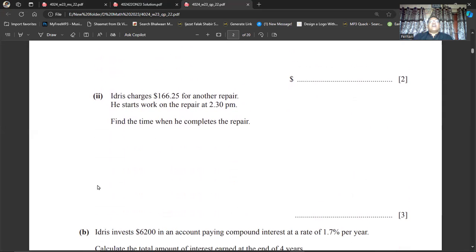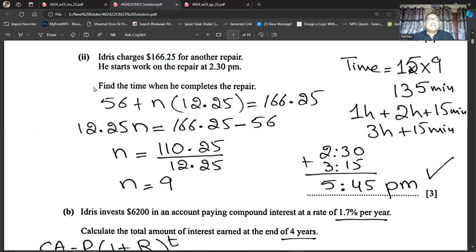Question number 1A and its second part. He says, Adris charges $166.25 for another repair. He starts work on the repair at 2:30 p.m. Find the time when he completes the repair. Okay, so out of 166.25, $56 are for the first hour, and then for every 15 minutes, he will be taking $12.25. So suppose there are n number of 15-minute cycles. So the total money is 166.25. So the equation will be 56 plus n times 12.25. n means the number of periods of 15 minutes.